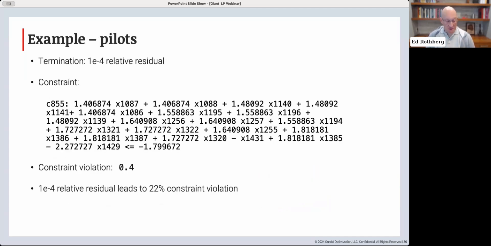So that's an extreme example. So let me look at a few more practical examples. If you look at model Pilot S, this is a well-known LP benchmark. You find a solution with a 10 to the minus 4 relative residual, and you look at where that solution violates constraints, and what you find is there's a constraint C855. It looks like this. The x variables have pretty modest values. The right-hand side is minus 1.8 roughly. And this constraint is violated in this 10 to the minus 4 relative residual solution by 0.4. So a 10 to the minus 4 relative residual produces a 22% violation of this constraint.